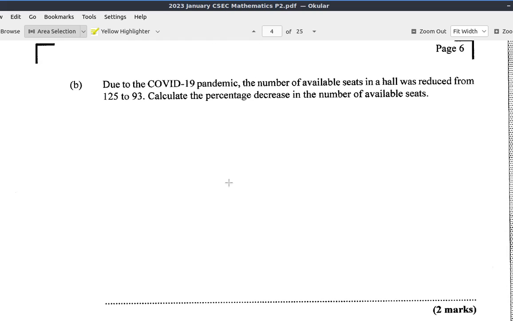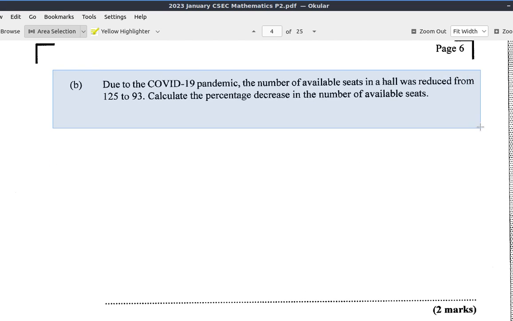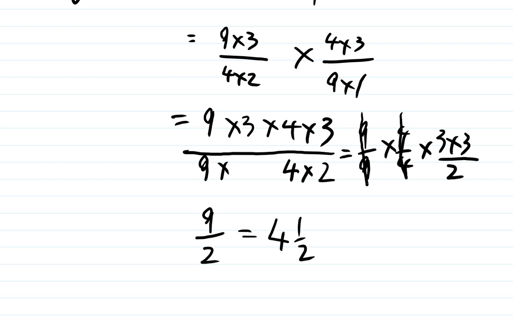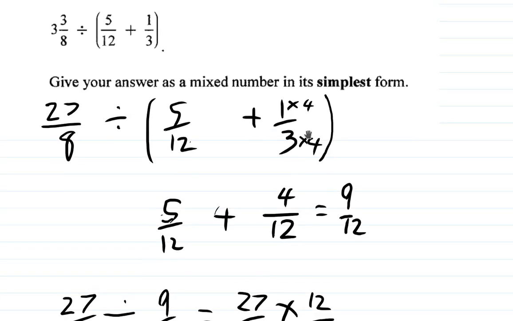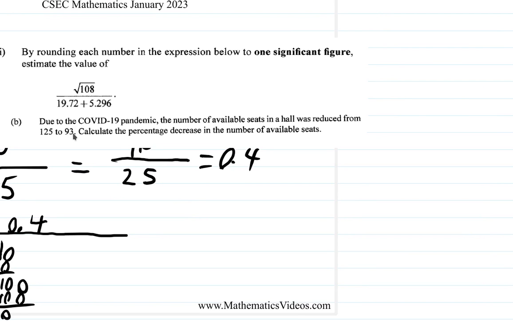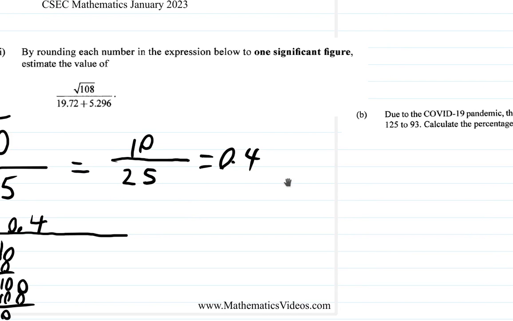It says, due to the COVID-19 pandemic, the number of available seats in the hall was reduced from 125 to 93. Calculate the percentage decrease in the number of available seats. Let me just copy and paste all of this over here. Now, you have to see exactly where it went. Alright, see all the way up here. Let's move it out to here and work on it.